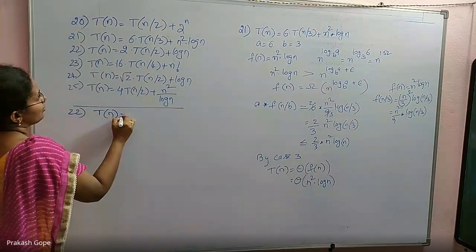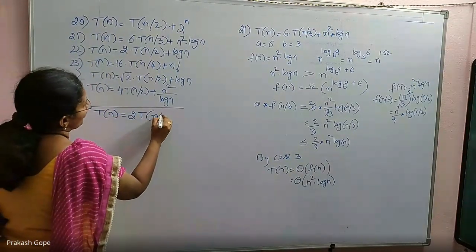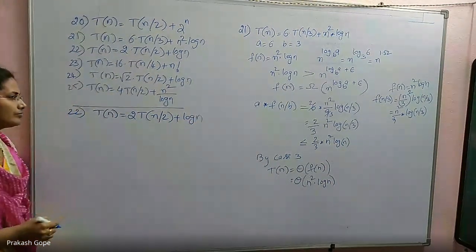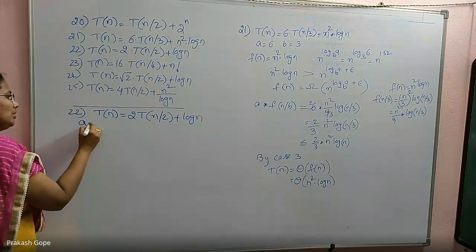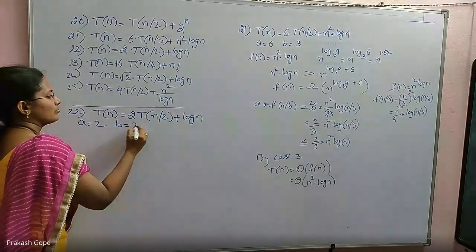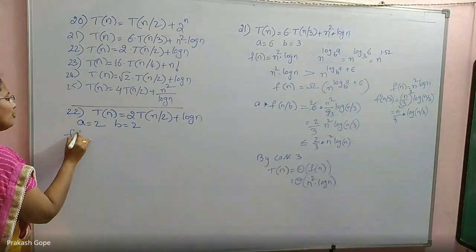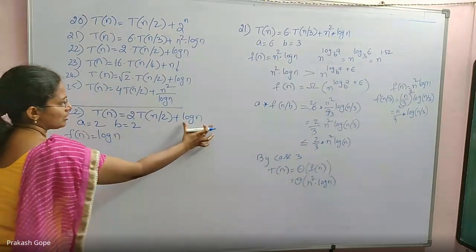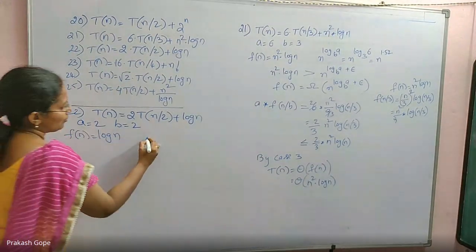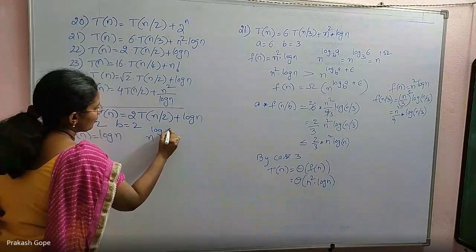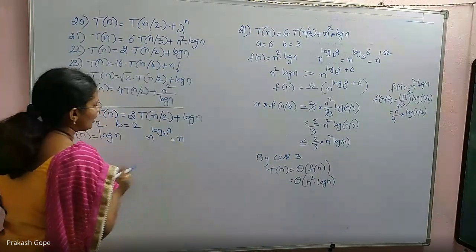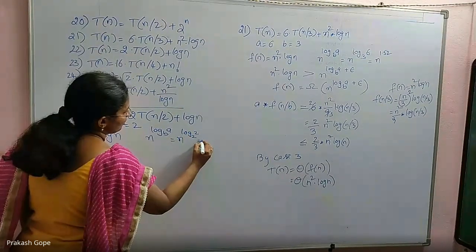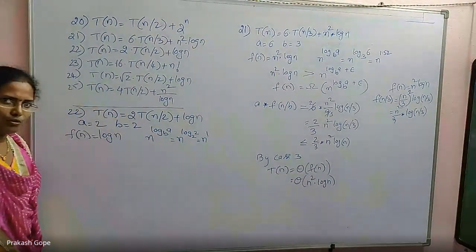T of n is equal to 2 T of n by 2 plus log n. A is 2, B is 2, f of n is log n. Then n power log a to the base b, you need to calculate n power log 2 to the base 2. What is log 2 to the base 2? 1. So n power 1.